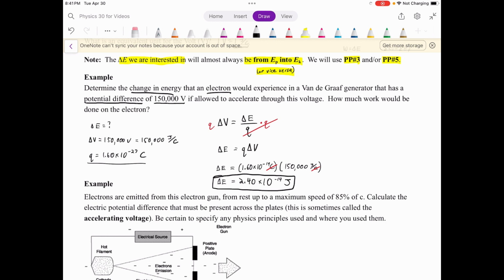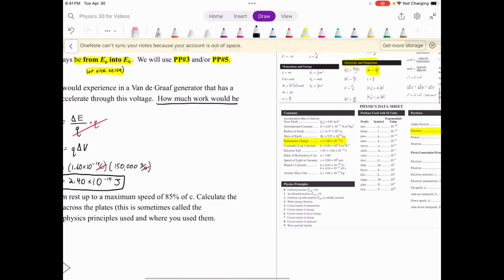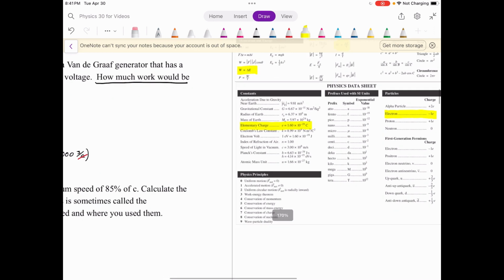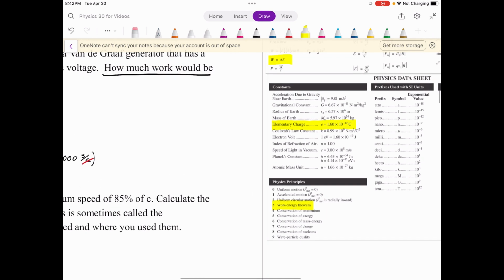Now this next part asks us how much work would be done on the electron. Well, we just found the electron's change in energy. What is work? Well, work is the change in energy, right? In fact, that is just the work energy theorem, that the amount of work done on an object is equal to its change in energy, or how much an object's energy changed by is the work that was done on it.